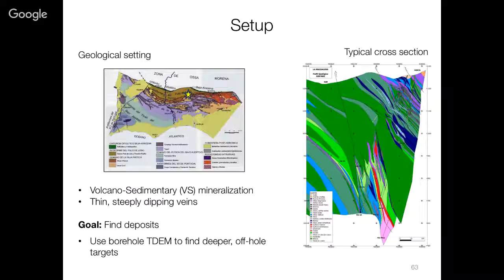Just to give you a bit of background, this is in Spain, and it's complex geology, and basically we're looking for ore zones. These are massive sulfide mineralization. They're steeply dipping domains, tens of meters across, hundreds of meters along, and the aim is to find these, and also, if you have found one, to use the boreholes to try to find more of them, those that are off hole.